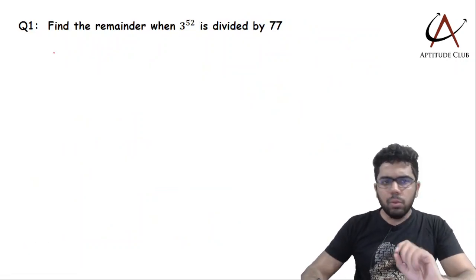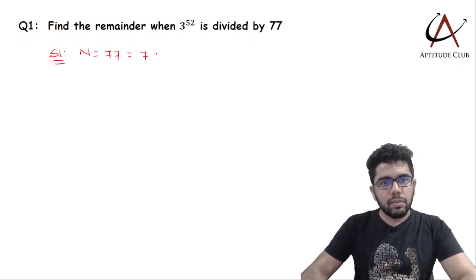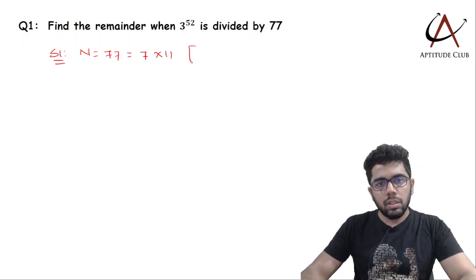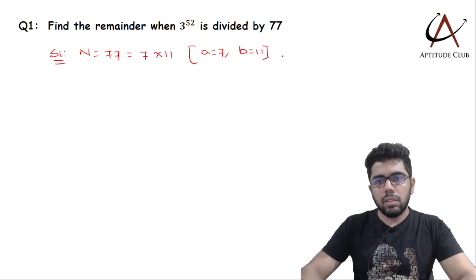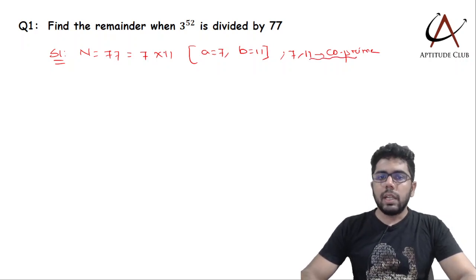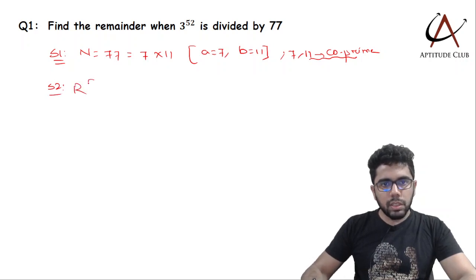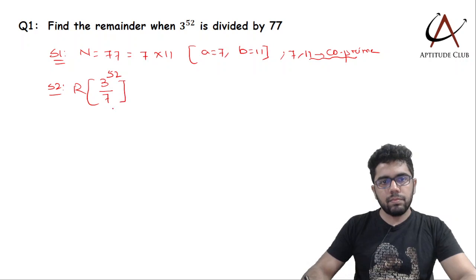So step 1, we'll go stepwise. Step 1, my divisor n here is 77, so I'll break it as 7 into 11. So I get a as 7 and b as 11, and you can say that 7 and 11 are co-prime to each other also. They have nothing in common except 1. So a is 7 and b is 11.